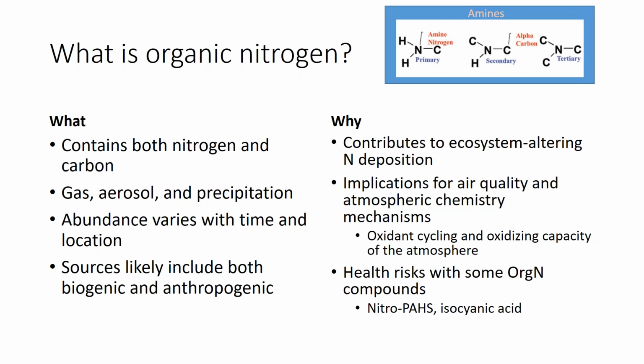These are just compounds that contain both nitrogen and carbon. They can contain other atoms as well. We find them in gas, aerosol, and precipitation samples. And there are measurements, they're not very extensive, but we know that their abundance varies with time and location based on the measurements we do have. And we know that there are both biogenic and anthropogenic sources.